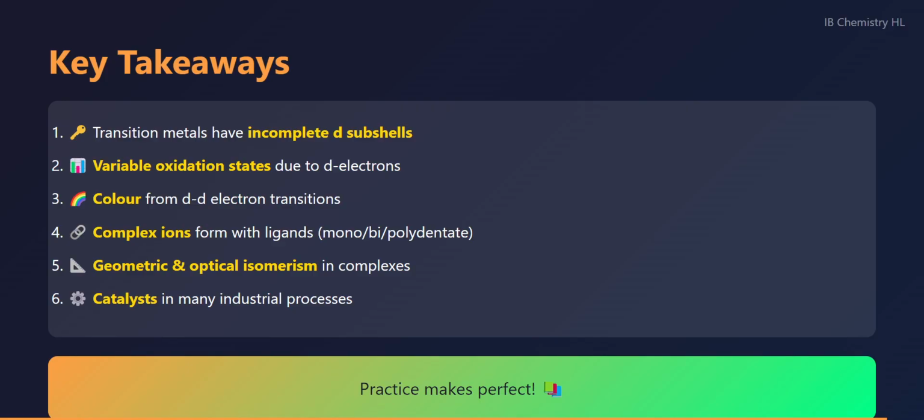To summarize the key points of this lesson. First, transition metals have incomplete d-subshells and show variable oxidation states. Second, their compounds are colored due to d-d electron transitions. Third, complex ions form when metal ions bond to ligands. Fourth, ligands can be monodentate, bidentate, or polydentate. Fifth, geometric and optical isomerism occur in complex compounds. Sixth, transition metals and their compounds are important catalysts.